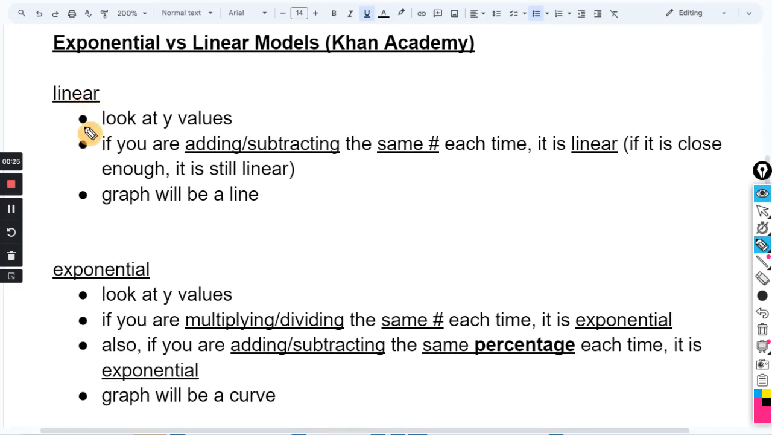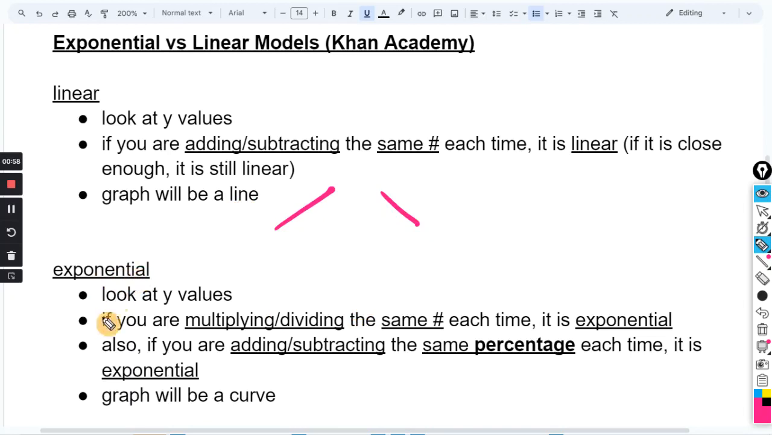Anyhow, if it's linear, you want to look at the y values. Okay, if you are adding or subtracting the same number each time, then it's going to be linear. Okay, if it's close enough, it's still going to be linear. So it doesn't have to be the exact same number each time, but it might be something that's just close enough. All right, and I think in most cases you'll know. And if you look at the graph, it will be a line. Okay, so it'll be something like that or something like that. It's just going to be a line.